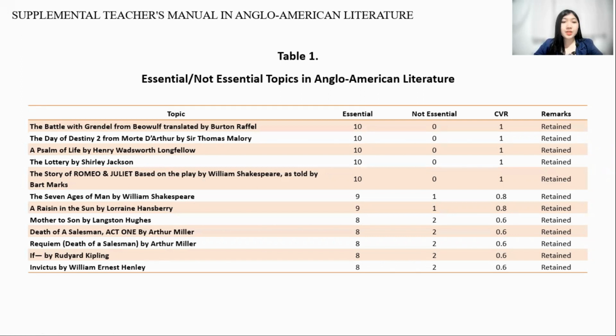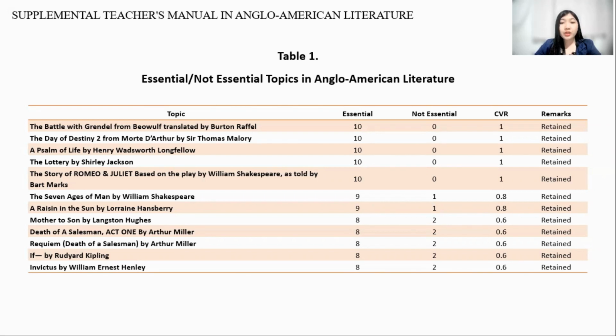Table 1 shows the result obtained from the first set of evaluators regarding the essential and not essential topics included in the Supplemental Teacher's Manual. The results reveal that there are 13 topics retained. The researcher obtained this result using the Lawshe table for minimum values of content validity ratio. The researcher includes the topics that obtained a content validity ratio of 0.62 or higher.